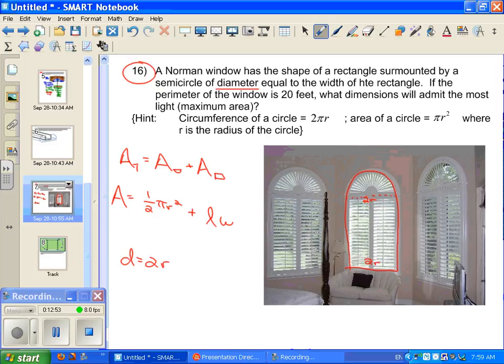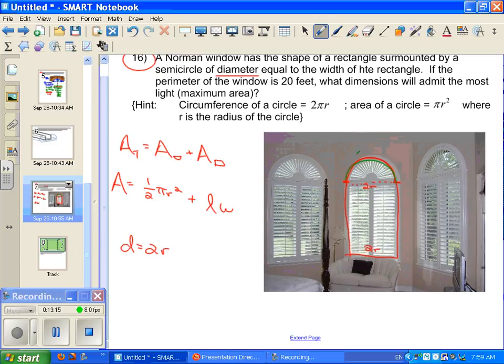All right, so we're getting there. I only have 20 feet to put around the whole thing. So I need to figure out how much is taken up by my semicircle. So what's the circumference of a circle? 2 pi r. Okay, but I only have half of a circle. So just pi r. So it's going to be pi r. Right? So far, I've got pi r and 2r taken up. How much do I have left over for my other two sides then?